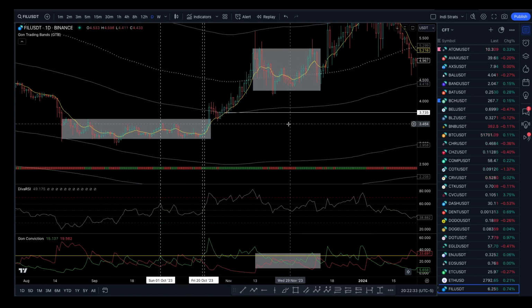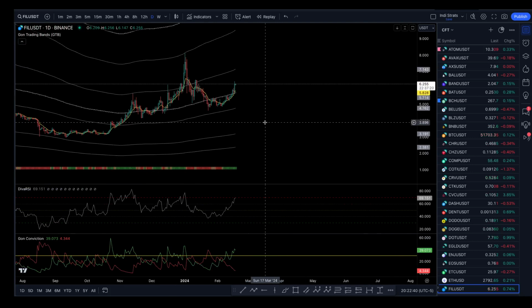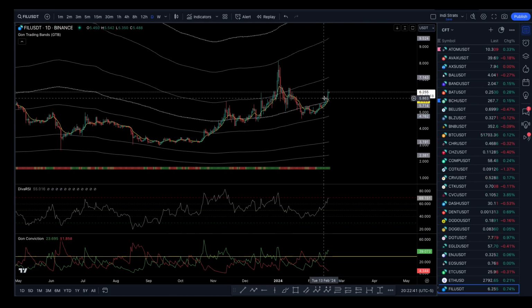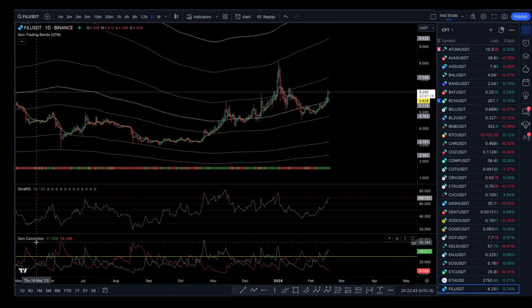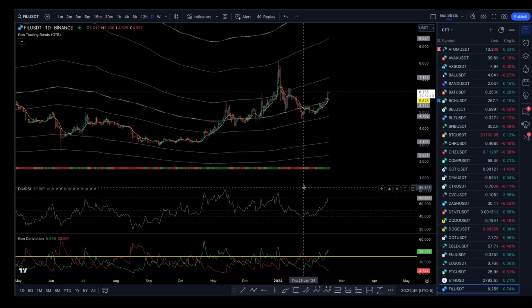All right, this is the basic introduction to my trading strategy based on the Gon Trading Bands in confluence with the DivaRSI and Conviction. Now I will go through a number of assets to give you more examples.